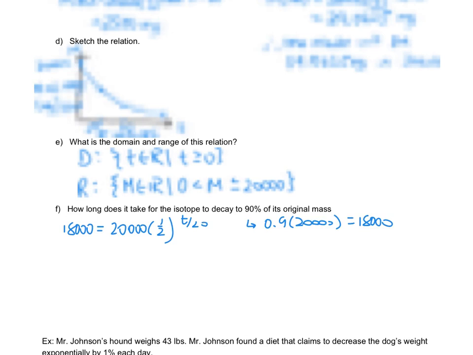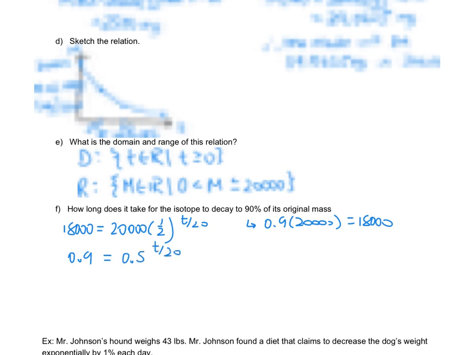And it will look something like this. And now we know we can't go to that common base idea until we get rid of the 20,000. So we're going to divide both sides by 20,000. And when you do that, you get 0.9. And I'm just going to turn that 1/2 to 0.5.